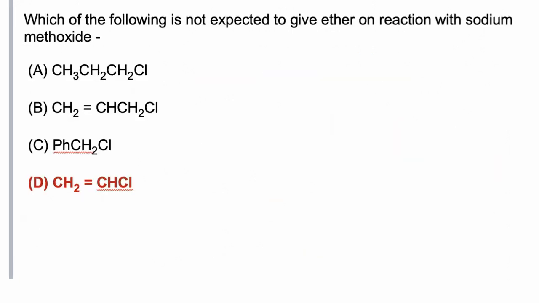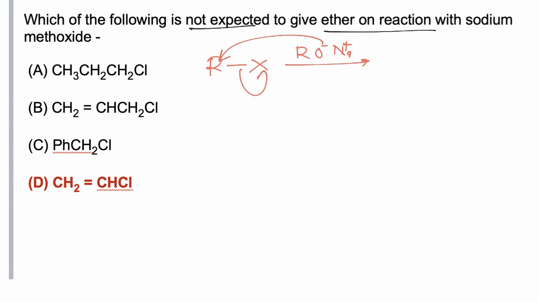C. Which of the following is not expected to give ether on reaction with sodium methoxide? Now this reaction follows Williamson synthesis, in which an alkyl halide reacts with a sodium alkoxide. Now the reaction takes place via SN2 mechanism and ether will be formed as the reaction product. Now if the halogen is attached to an sp2 carbon, then the Williamson synthesis reaction is not possible.